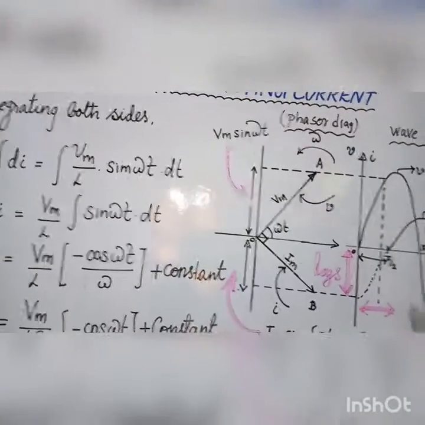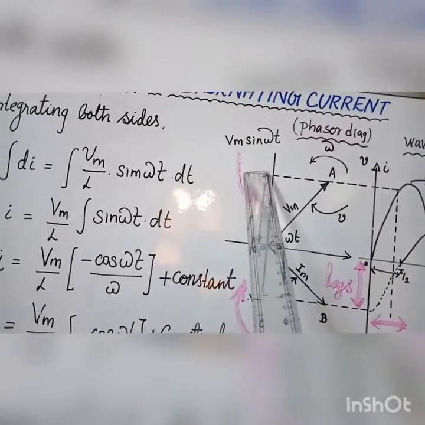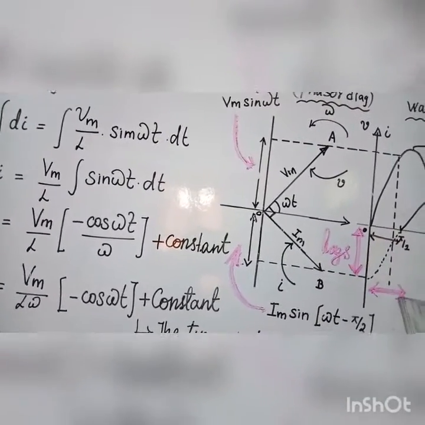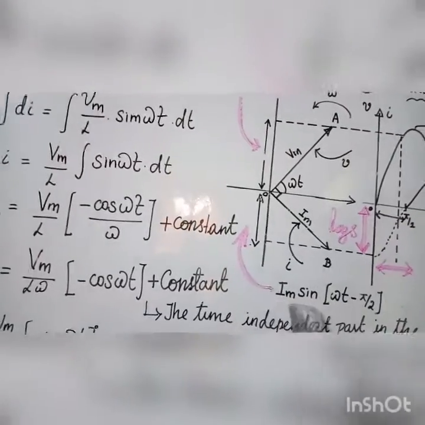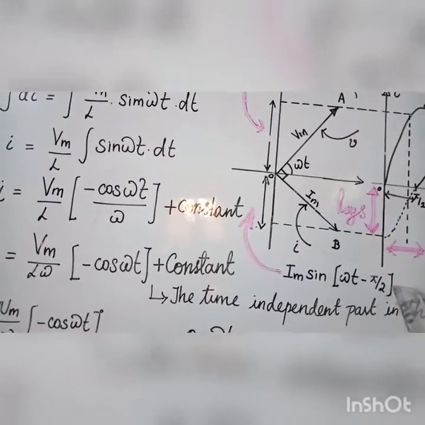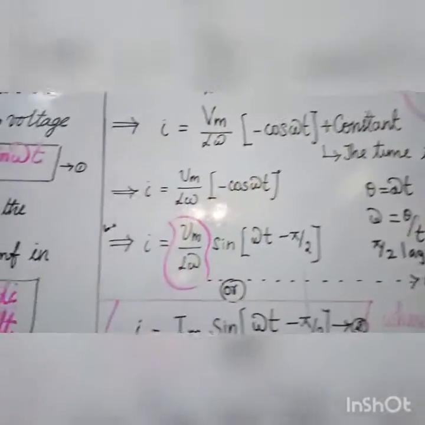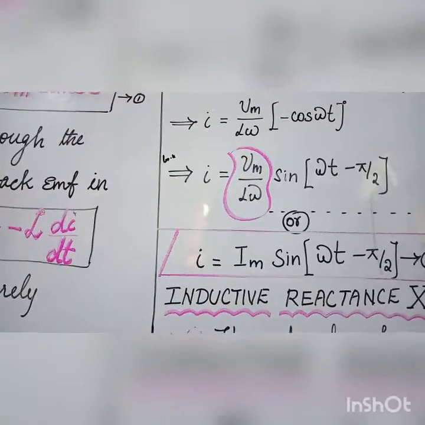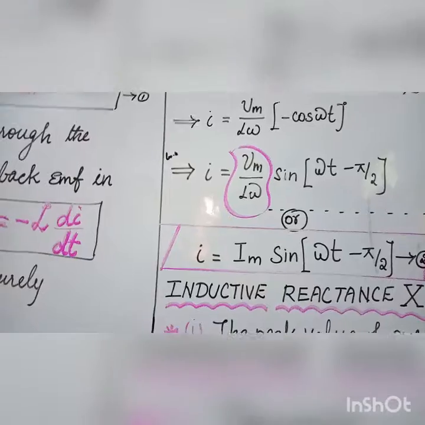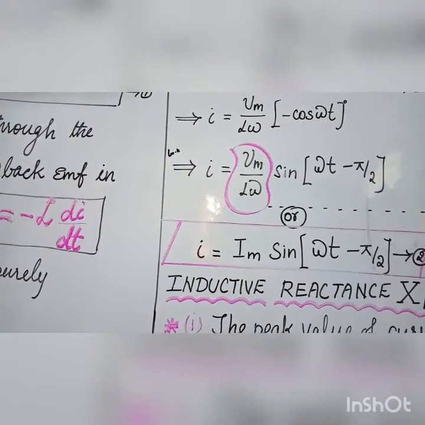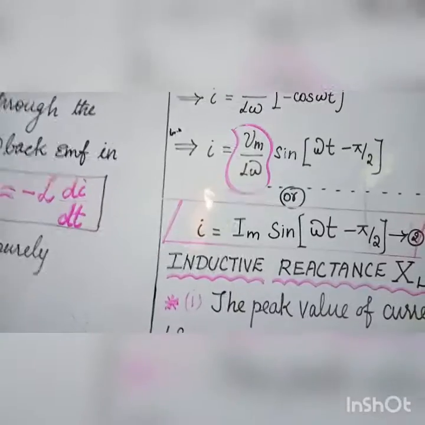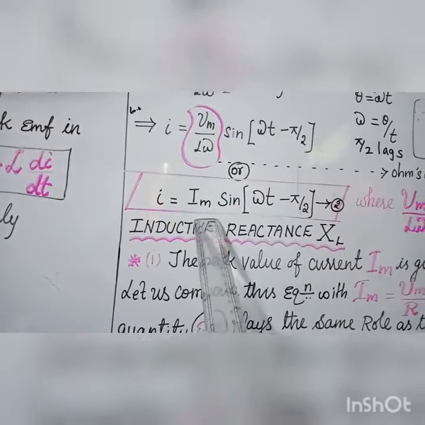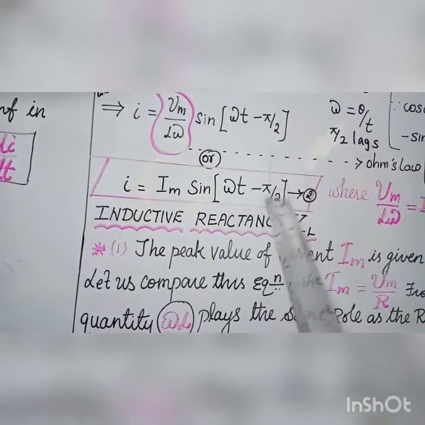Now, the voltage is Vm sin omega t. Here the current lags by pi by 2, so the current is Im into sine of (omega t minus pi by 2). From the equations, we see the current lags behind the applied voltage by pi by 2 in an inductive circuit. This fact is depicted in the phasor diagram and the wave diagram also. The current lags the voltage by 90 degrees.